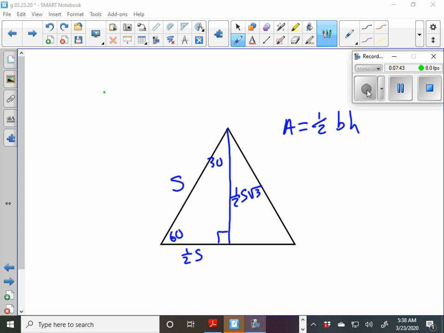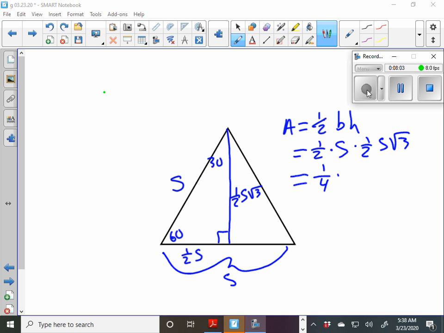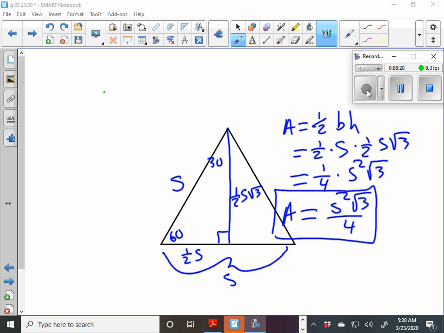So plugging all this information in, my area is going to be 1/2. The base is still S, right? That whole thing is still S times the height, which is 1/2 S square root of 3. Well, 1/2 times 1/2 is 1/4. S times S is S squared root 3. We like to write this as side squared root 3 over 4. This is a formula for the area of an equilateral triangle. Write this down so you have access to it. You're going to see me refer to it.